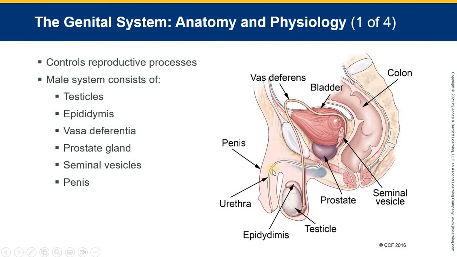Your urethra is where your urine comes out, by the way. It comes from the kidneys, and both these are connected together.